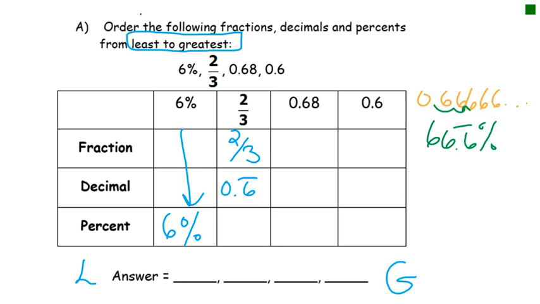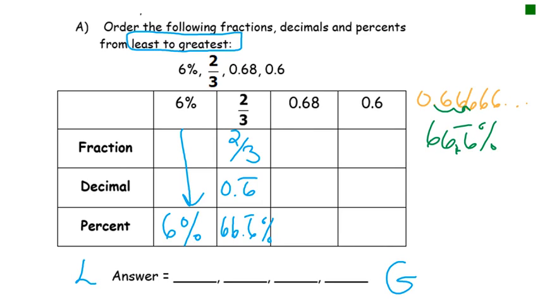A lot of times you may hear people talk about 2/3 and say 67%. If they say that, they're rounding. But this is the most accurate way to write it. So I'm going to write 66.6 repeating percent. Now the last two are decimals, so those are pretty simple, right?